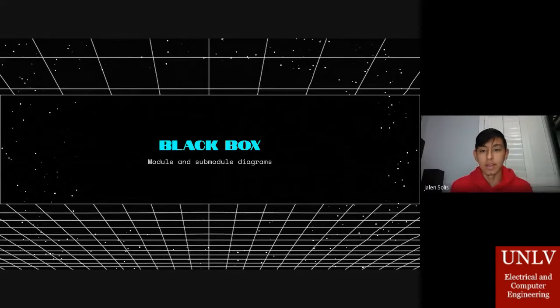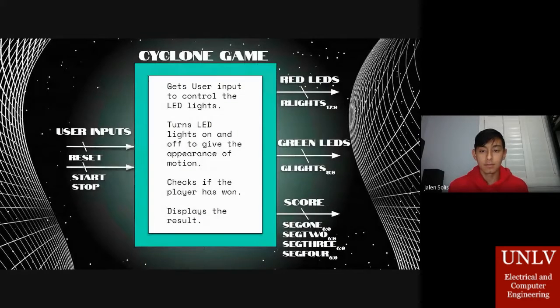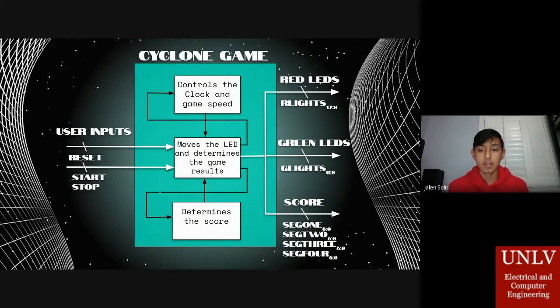Okay, so now we'll be going over the diagram of the module and submodules. So the main components of this project consisted of getting the user's input to control the LED lights. The LEDs would then turn on and off and would give off the appearance of motion. The module would then check if the player had won and would display the results accordingly. Diving in a bit deeper, we can see all the input and outputs of the module, as well as a more accurate description of the module's components.